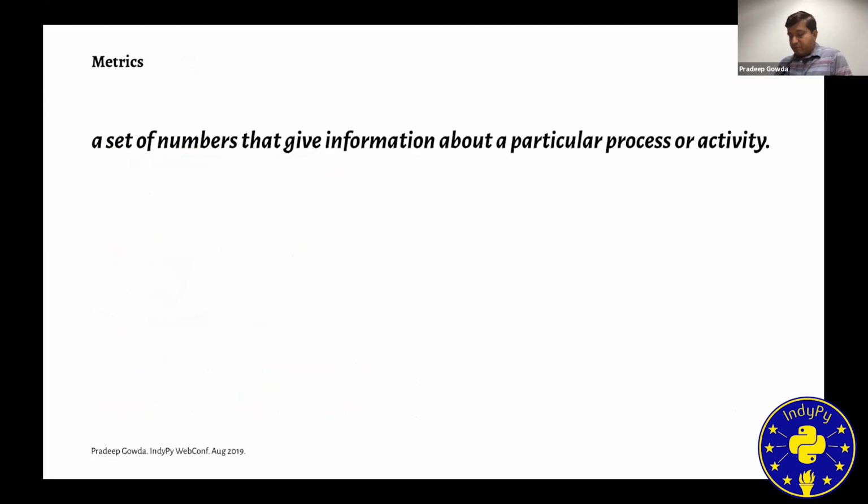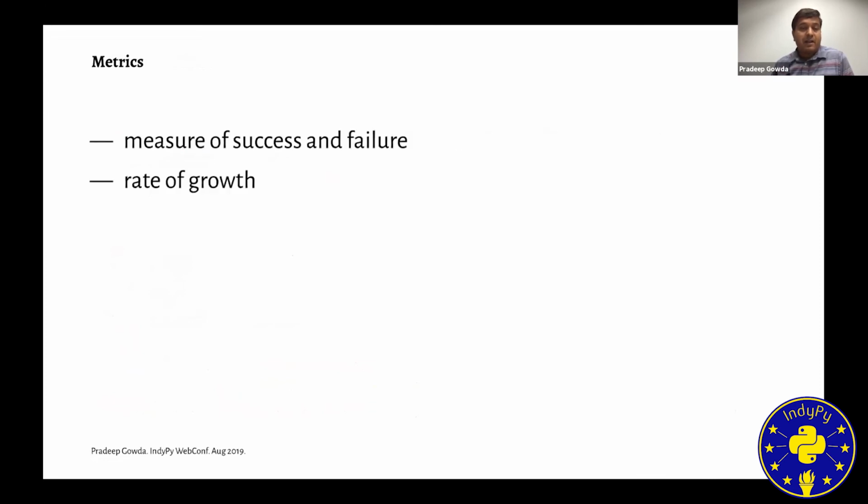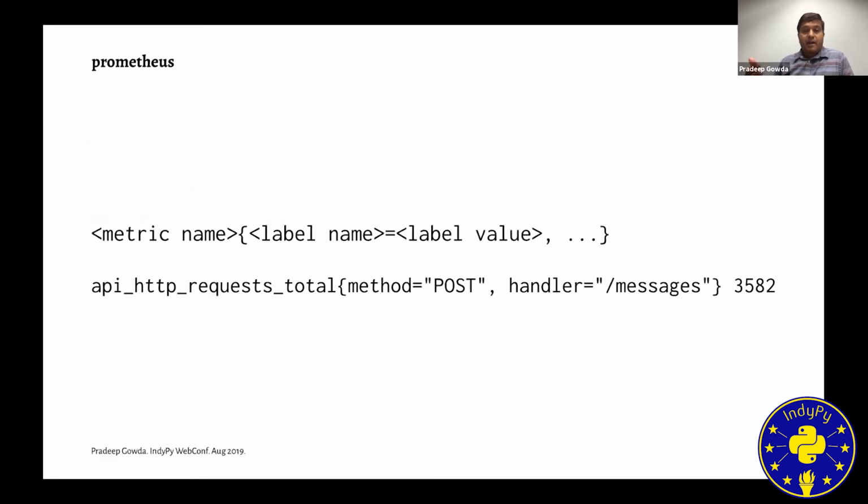When we talk about logs, we also talk about metrics. They're very important. They are a set of numbers that give information about a process or an activity. This also tells you how many things failed, how many things succeeded, the rate of growth over time, and any patterns that are of interest to you. I recommend Prometheus, and Prometheus has very good documentation. Go look at this. Essentially, this is a time series metrics system that allows you to capture things like this.